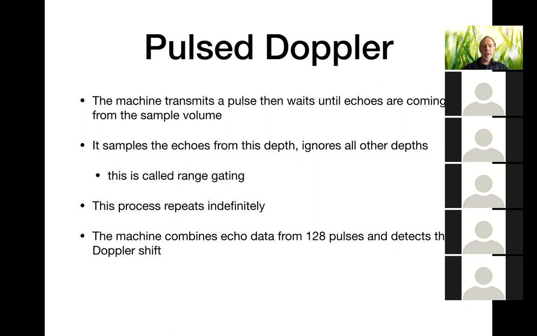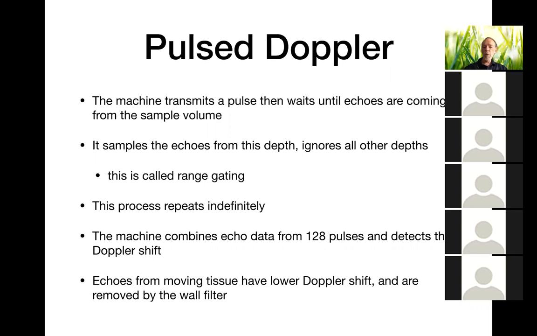And the machine, at any one time, is going to look at the most recent 128 transmit pulses and the echoes that have come from those 128 pulses. It's then going to analyze those and detect the Doppler shift from that bunch of pulses and then process the Doppler shift.